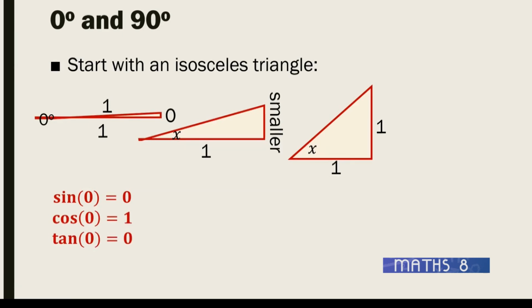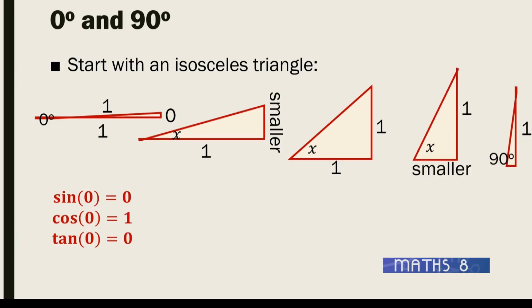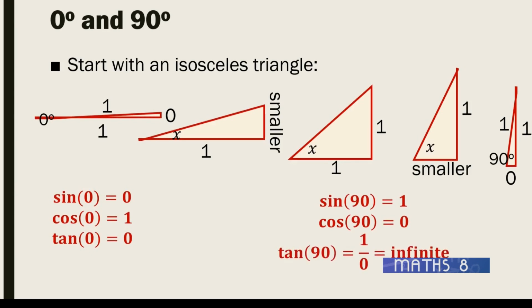If instead we make the triangle taller, so that the width gets smaller, and we go all of the way until the width is 0 and the hypotenuse is also 1, then we can say that sine of 90 is 1 over 1, which is 1. Cos of 90 is 0, and tan of 90 is 1 over 0, which is infinite or undefined.